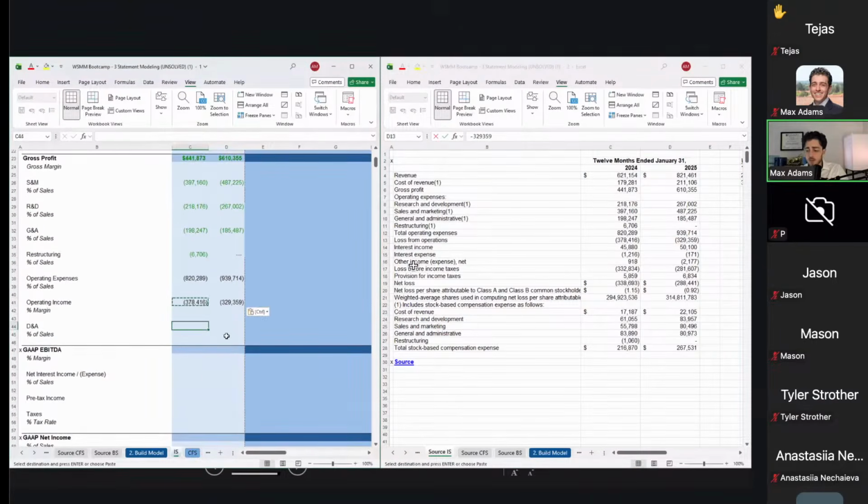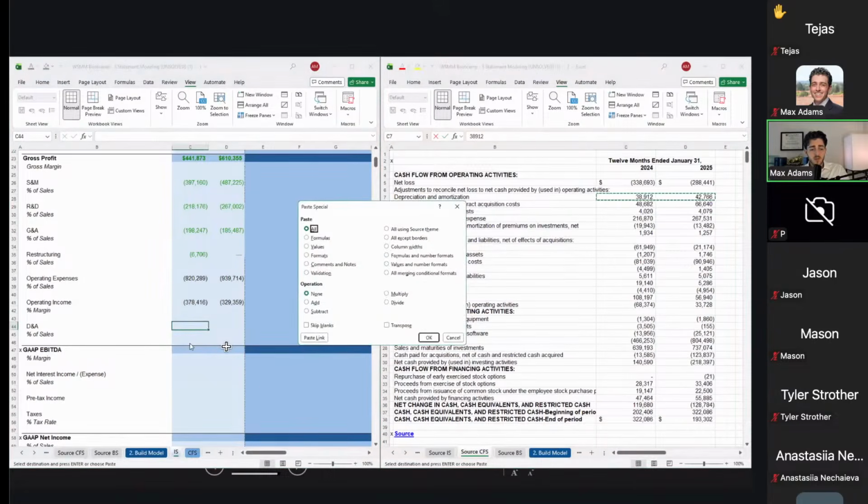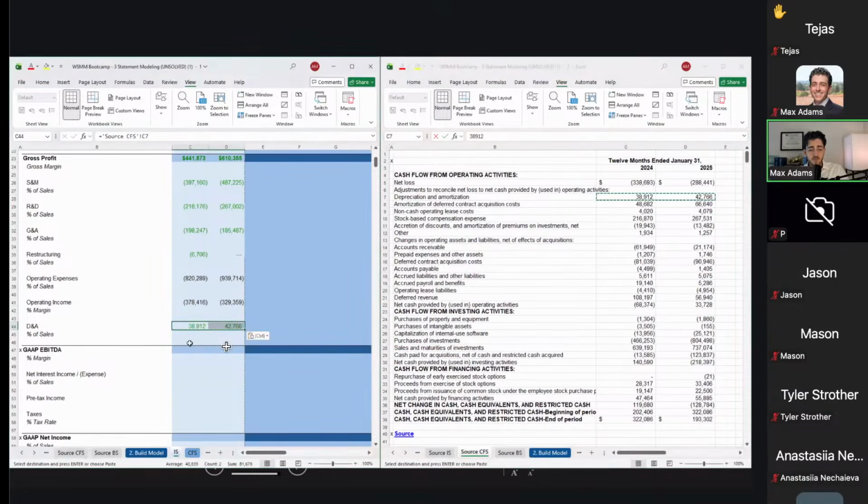So for the first time here, we're actually not going to link to the income statement. We're going to have to link to the cash flow statement. So where do we get the cash flow statement? Well, the cash flow statement is going to be the second tab over here, and that's where we're going to get the depreciation and amortization. The depreciation and amortization is going to be this 38 and 42 million here. We're going to copy this over, Control-Alt-V, and then link that. And so then the EBITDA is going to basically be the operating income plus the D&A.